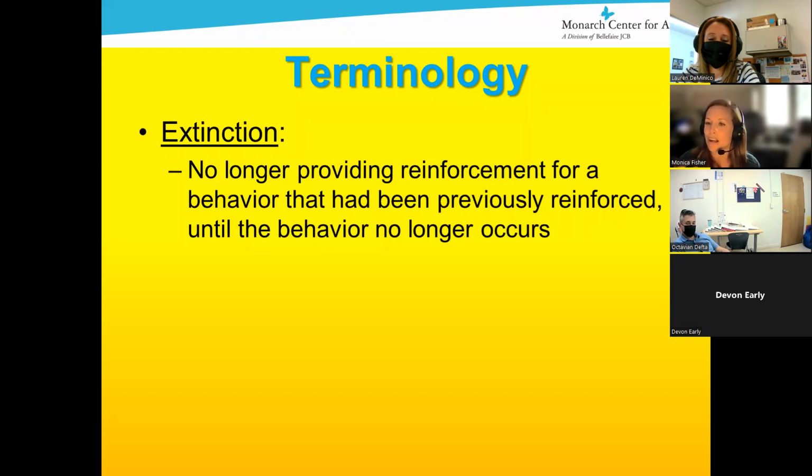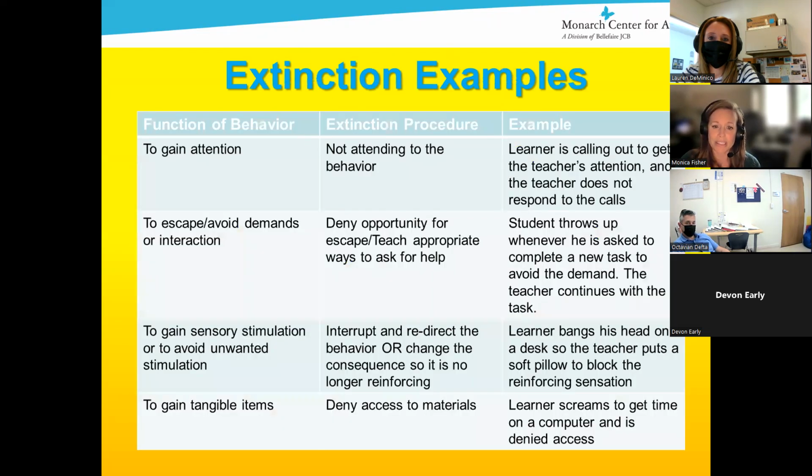And there's a lot of times there is an increase in the behavior because it's like, what do I got to do to get this thing? How can you not give me this thing? So we really need to be aware of that when we're working with our kids. So here's some other extinction examples.